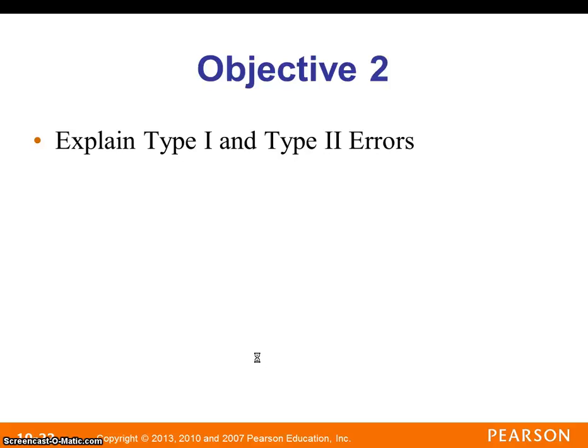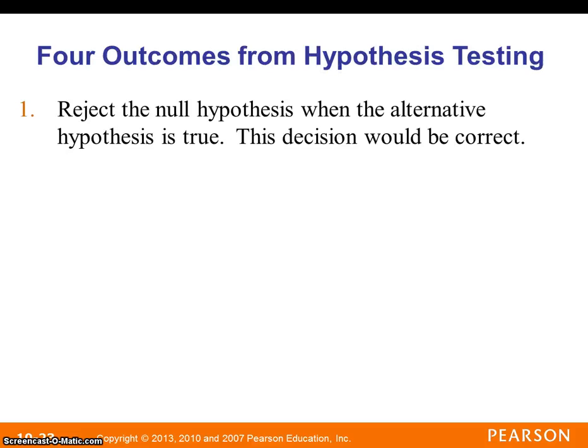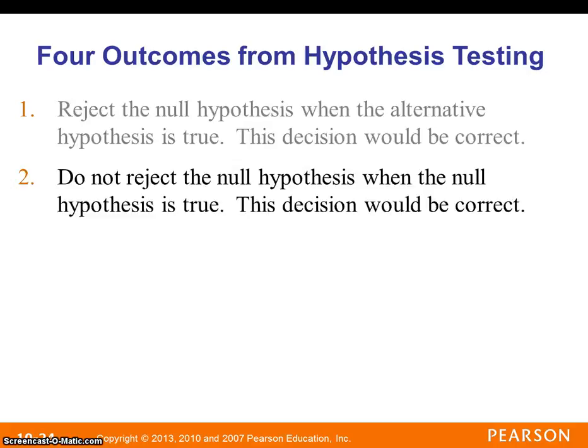So that's the first thing we want to talk about, the three types of hypothesis tests you can do. Now, as far as objective 2 is concerned, we want to explain the difference between type 1 and type 2 errors. If you think about it, there are four outcomes that can happen from a hypothesis test. One is that you reject the null hypothesis when the alternative hypothesis is actually true, and this decision would be correct. Rejecting the null hypothesis basically means you're accepting the alternative hypothesis. If you do not reject the null hypothesis when the null hypothesis is true, this decision would be correct.